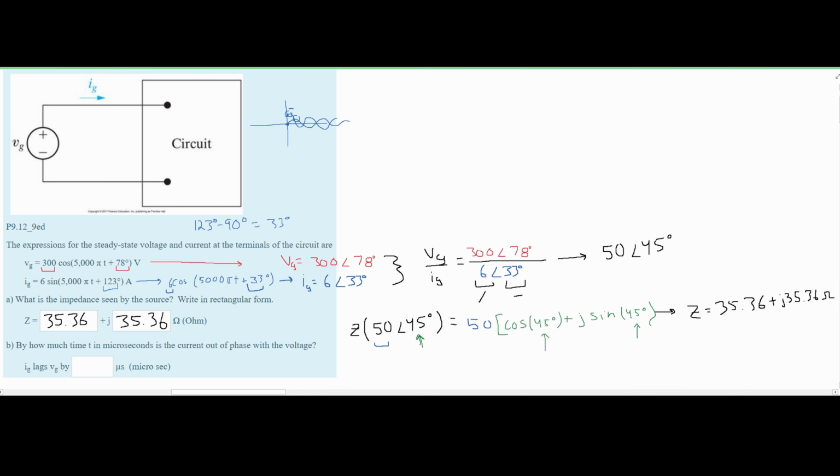Now we are going to deal with how much time in microseconds the current is out of phase with our voltage. This is kind of like lag. You can think about it as lag. We can draw a graph to represent this as well. We know that our initial expression is perfect. It starts here, and it goes something like this, for example. And this is for 360 degrees all around.